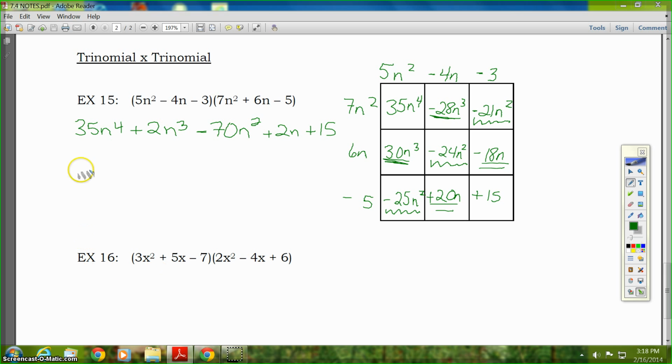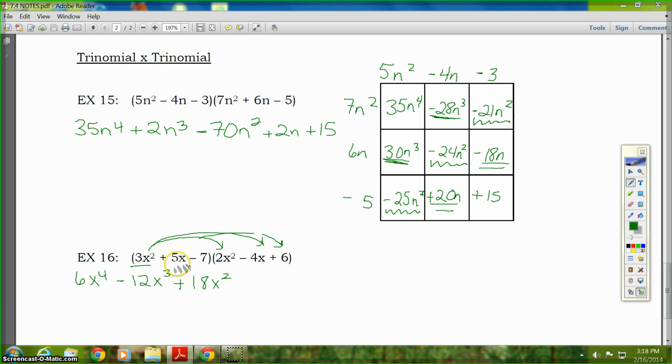Okay, last one, I'm going to go ahead and use the distributive property on this one. So I'm going to distribute 3x squared all the way through this second trinomial. So I'm going to have 3x squared times 2x squared, which is going to give me 6x to the fourth. And that's going to give me negative 12x to the third. And then that's going to give me 18x squared.